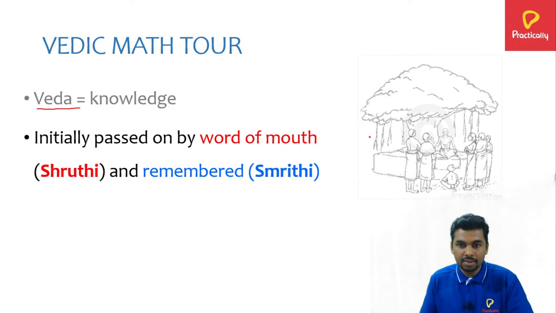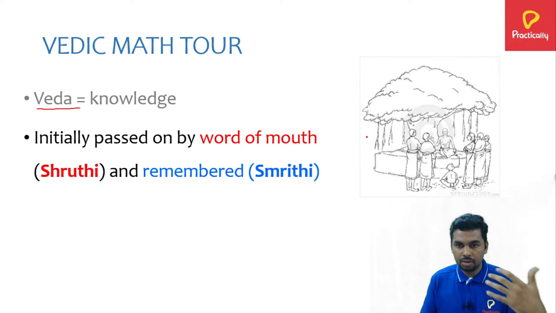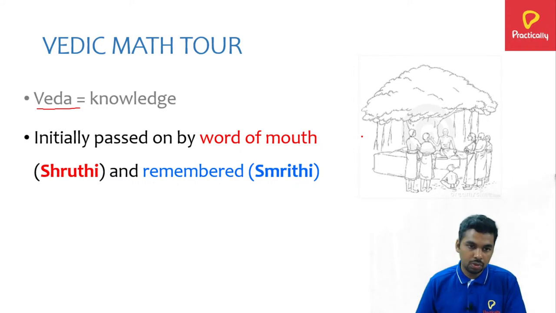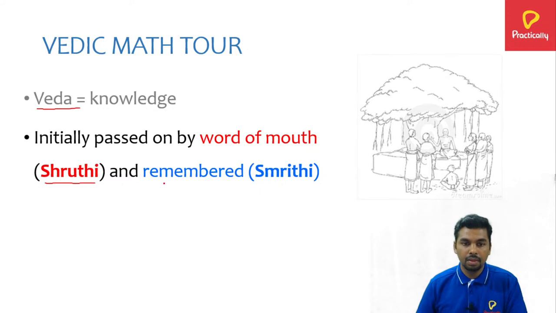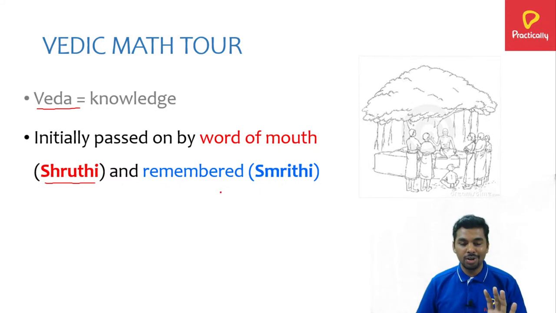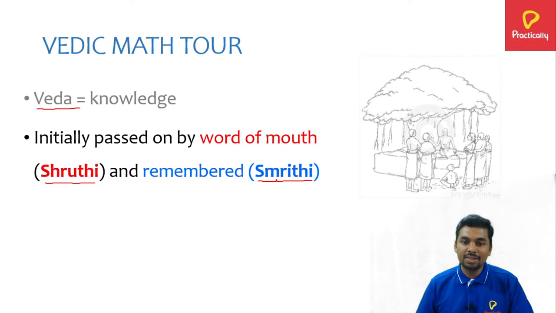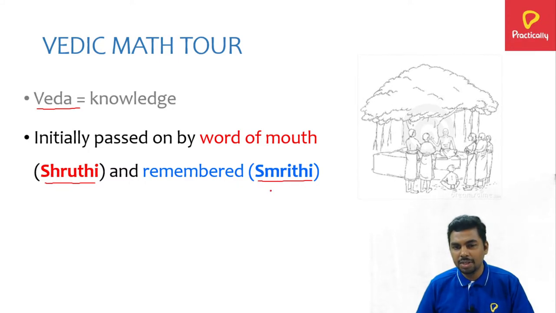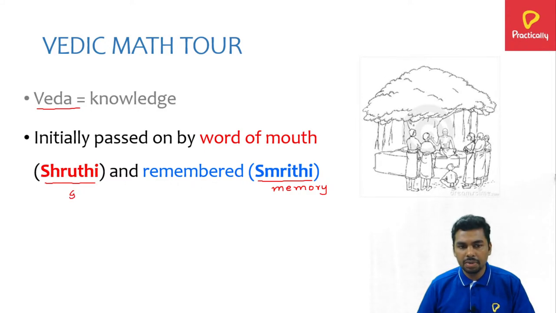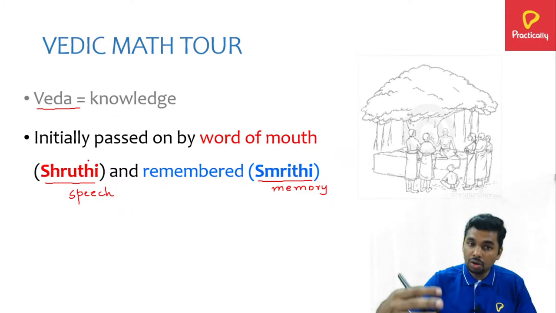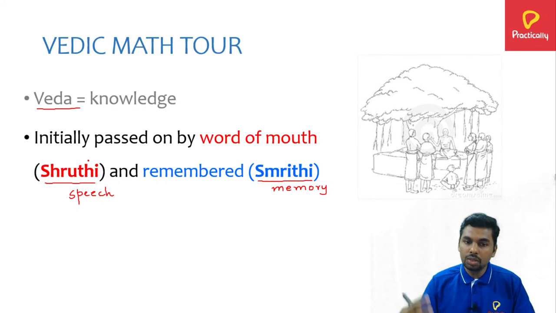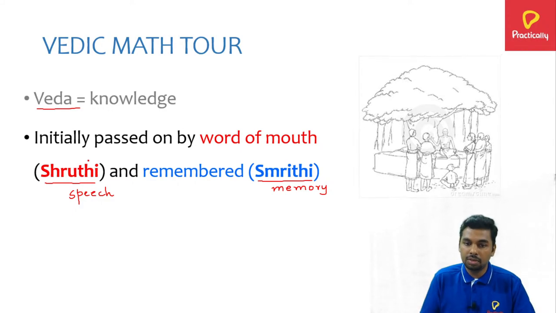Just like you attend this class, only listening is happening. The teacher does not write anything. He just transmits the knowledge through mouth. This system was called Shruti. The student's duty is to remember all this knowledge and also translate it into practice. That system is called Smriti, or remembrance. Smriti you can translate to English as memory, while Shruti can be something like speech. So, the teacher passes the knowledge through Shruti and the student gains that knowledge through the system of Smriti.